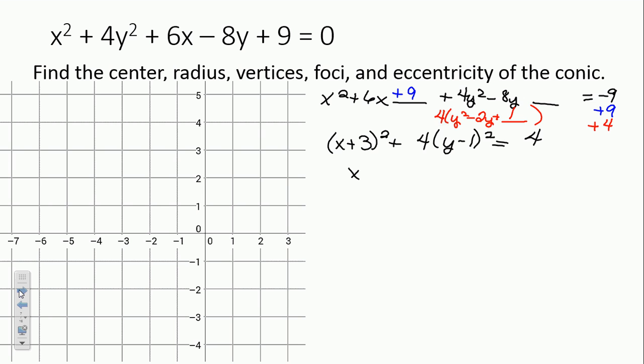So we'll have an x plus 3 squared over 4 plus y minus 1 squared. I'm going to put it over 1. You don't have to, but I think it helps us to see what our b is. So 4 over 4 is 1, and we'll have an equals 1. Yep, we're dividing everybody by this 4, so we have a plain old 1 over there.